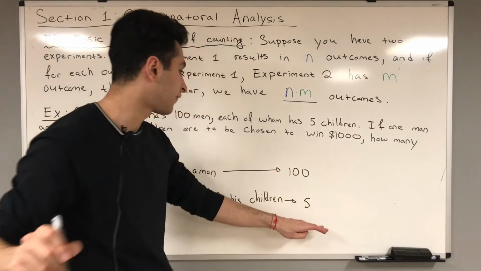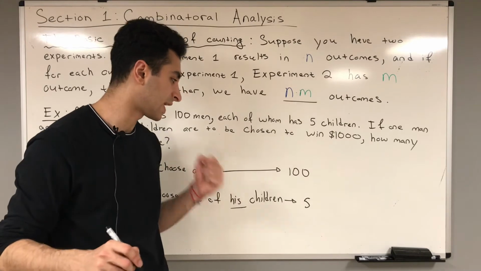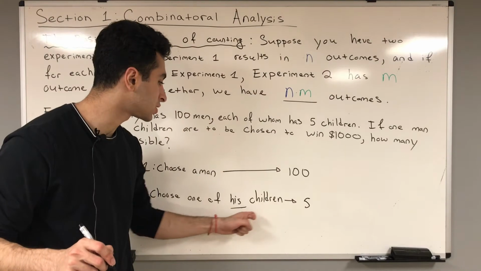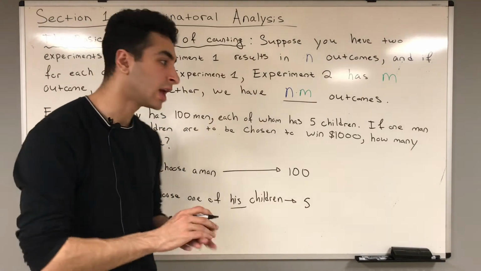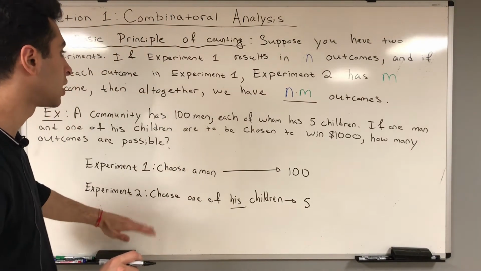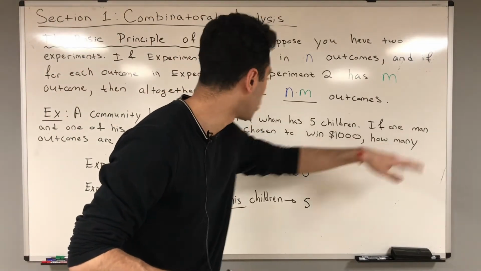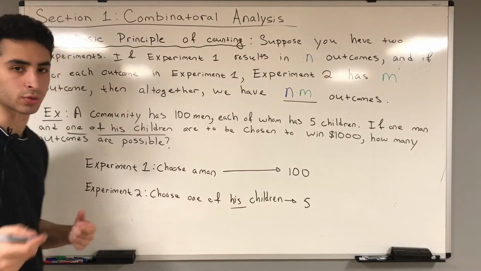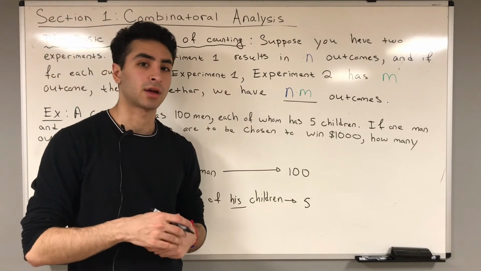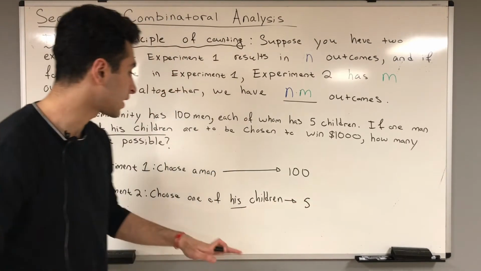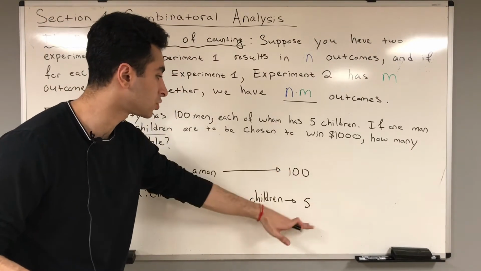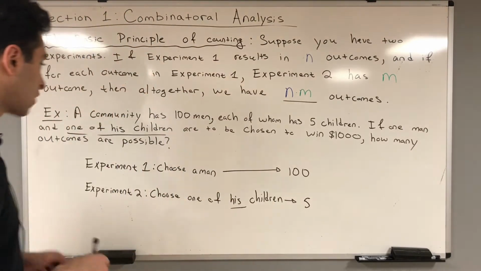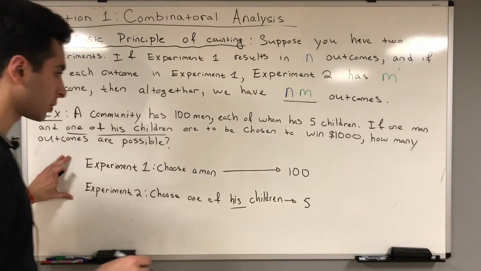Now, if you said 500, good guess, but that's wrong because the second experiment is you're choosing one of the man's children, and each man has 5 children. How do we know that this is experiment 2? Well, the question says one man and one of his children are to be chosen to win the $1,000, right? It's not saying any child from any man. It's saying you pick a man, then one of his children is picked, and each man has 5 children. So we have 2 experiments.